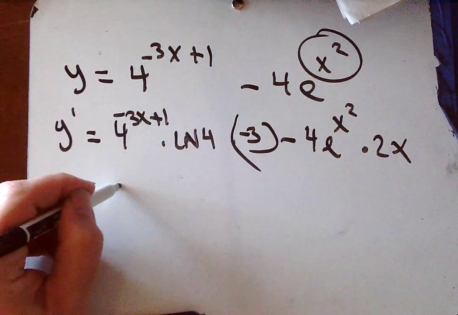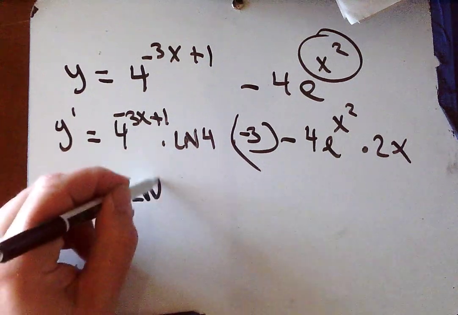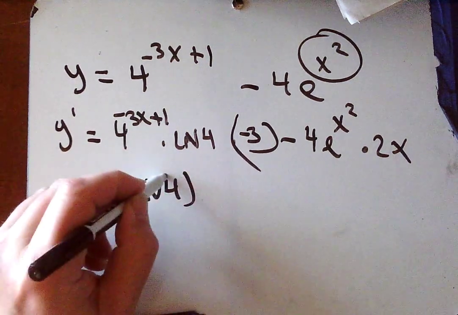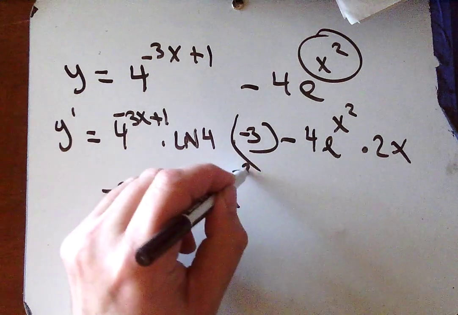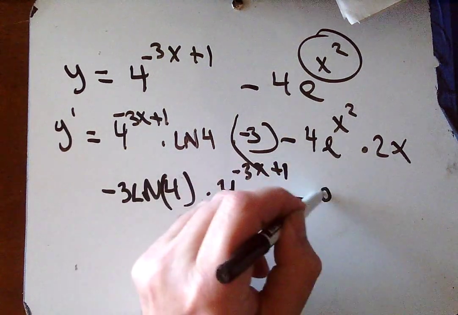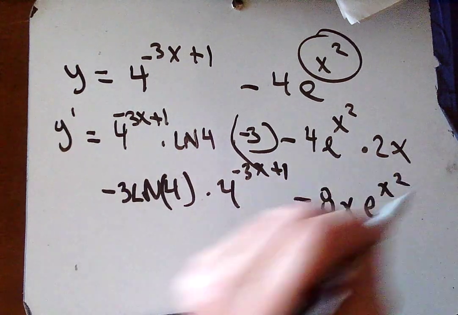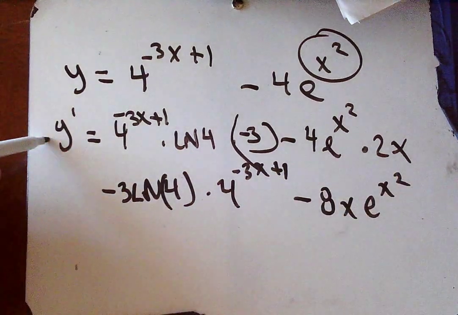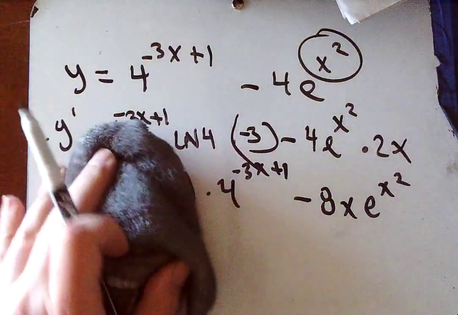You can, of course, rewrite this as negative 3 ln 4 times 4 to the minus 3x plus 1. Likewise here, you can say negative 8x e to the x squared. That's fine too. Or you can just leave it like that. All right.